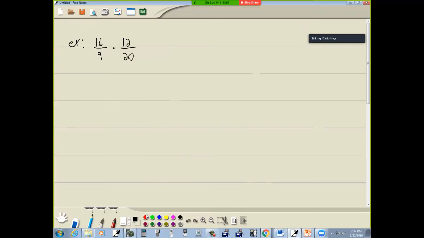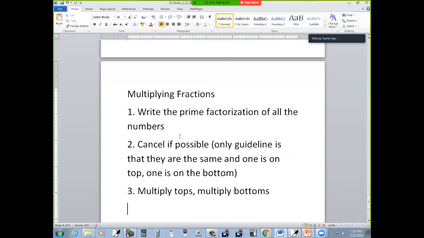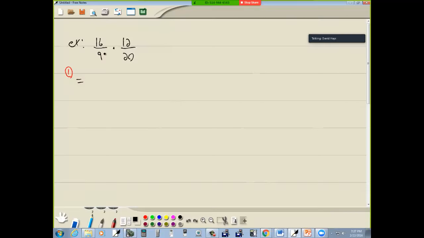So if we come over here, step 1, I won't show the tree breakdown again, but write the prime factorization of all the numbers. 16 is 4 2's. 9 is 3 times 3. 12 is 2 times 2 times 3. And 20 is 2 times 2 times 5.